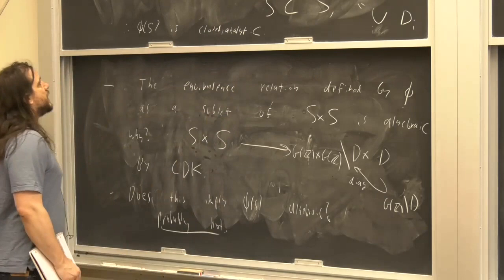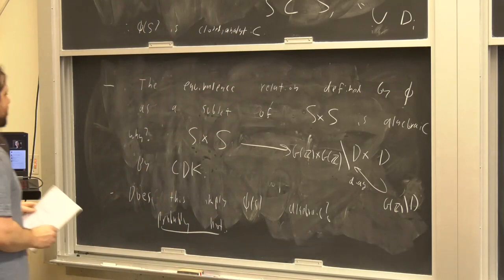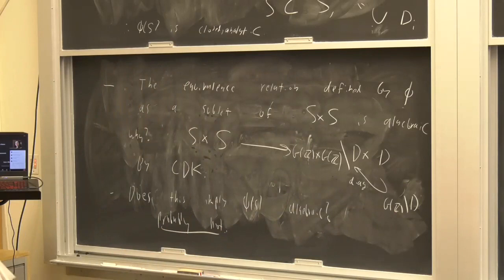But you might ask, if the quotient exists as an analytic space, does it exist algebraically? That's kind of a subtle question. Anyways, it seems to us, after thinking about this for a long time, the answer is no, though we can't make a counterexample.